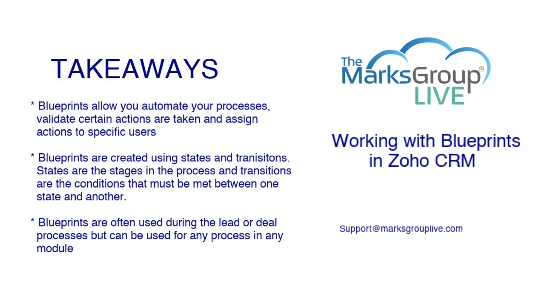So as I showed you, blueprints allow you to automate your processes, validate certain actions are taken, and assign actions to specific users. We saw that in terms of the follow-up task that was required of the owner of the record, or in attaching a quote before you could move on to the next stage. You saw that there was the states and the transitions, and how you can define what has to happen in each transition or before each transition happens.